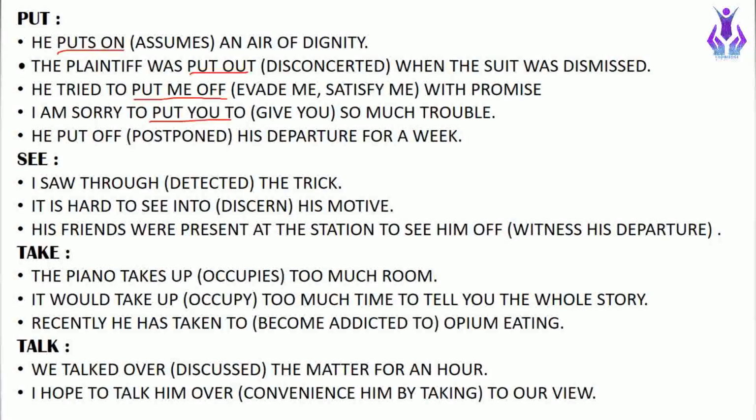He put off his departure for a week. So put off means postponed his departure for a week. The next word is see. I saw through the trick. So here saw through means detected.